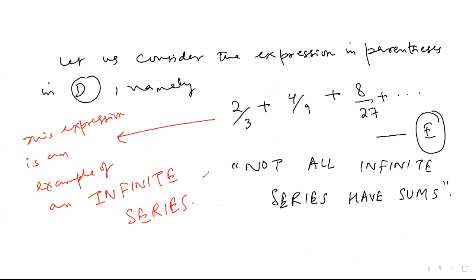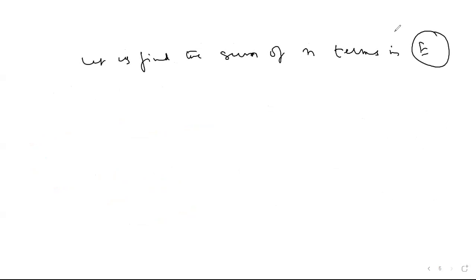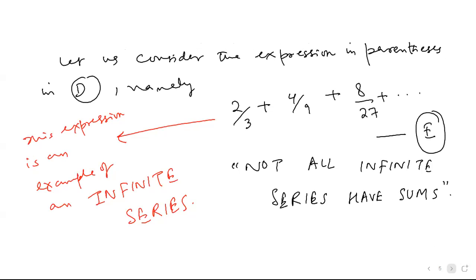What is the method? Let us first find the sum of n terms in this E. So let us find the sum of n terms in E. That is this infinite series, right?